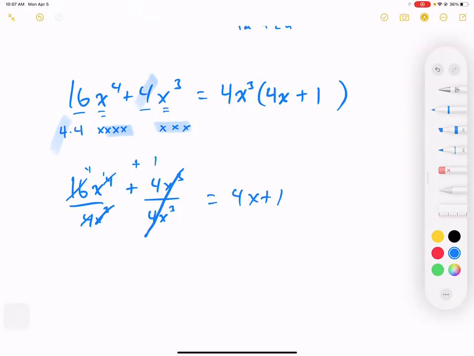So we bring them back together. We have a 4x cubed in the front and a leftover 4x plus 1 in the back.